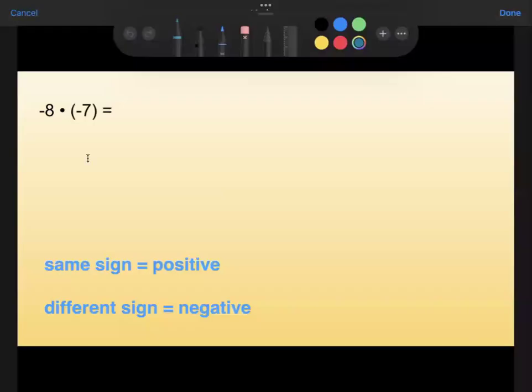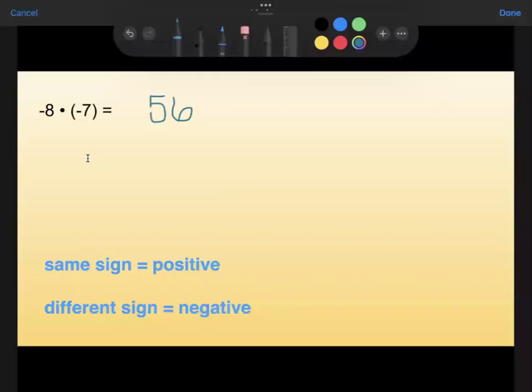Okay, here's our next one. We're going to take -8 and multiply it by -7. Those both have the same sign, even though they're both negative. So our answer is going to be positive. So that means I can either put a plus here or I can just leave it blank. That's totally fine. 8 times 7 is 56. So our answer would be positive 56 or just 56.